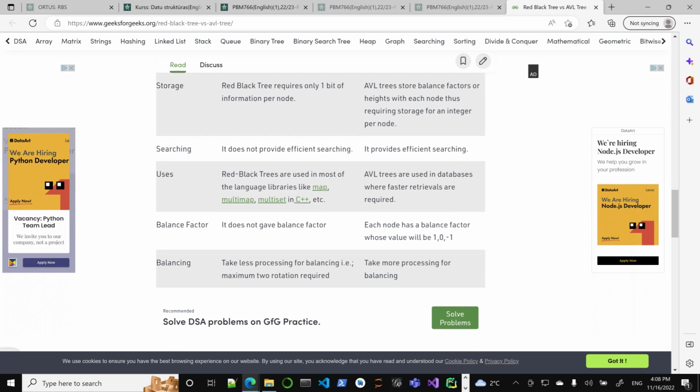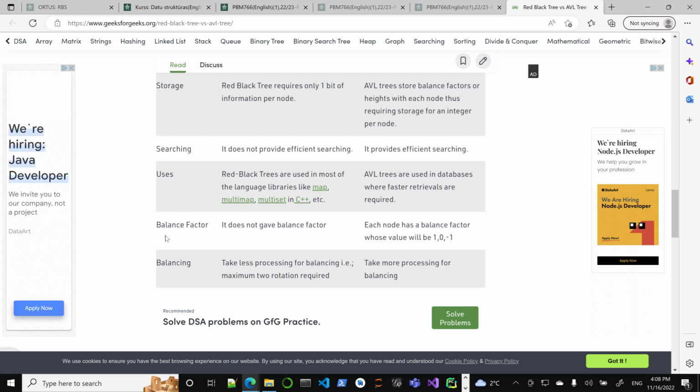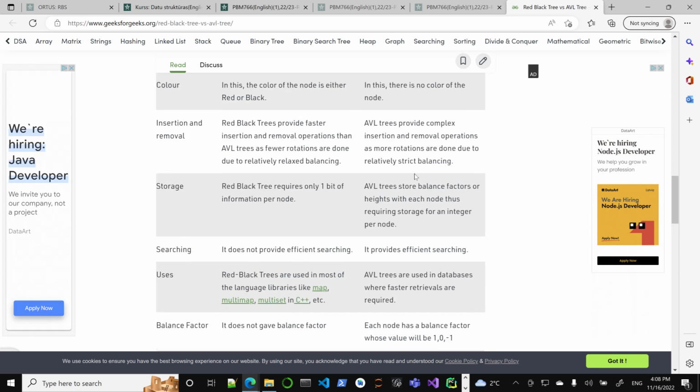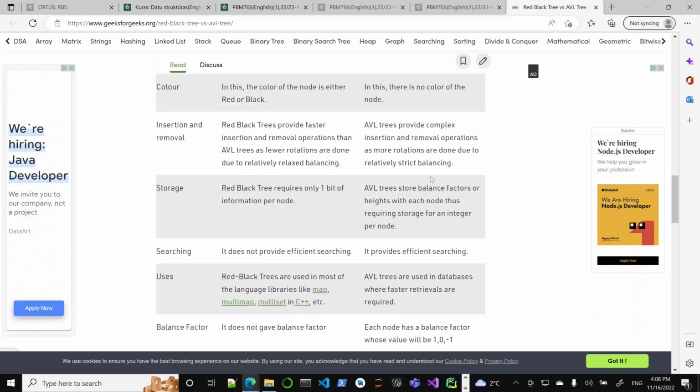So now what else? AVL trees are used in databases, right? Well, yeah, map, like I mentioned, multi-set, multi-map. So many things in languages. Again, I wouldn't say database, maybe yes. They also use B trees, of course. There's a balance factor here, while there's no balance factor in red-black trees. So again, more time for balancing because of these removal and insertion operations.